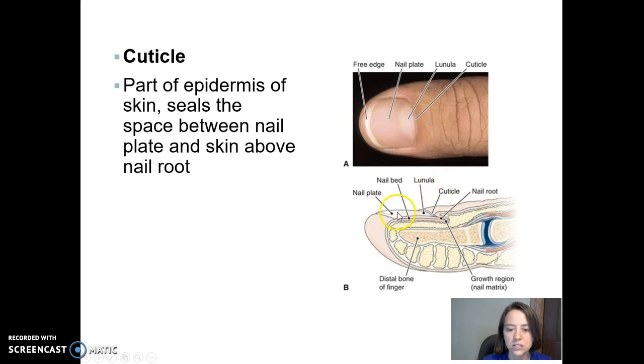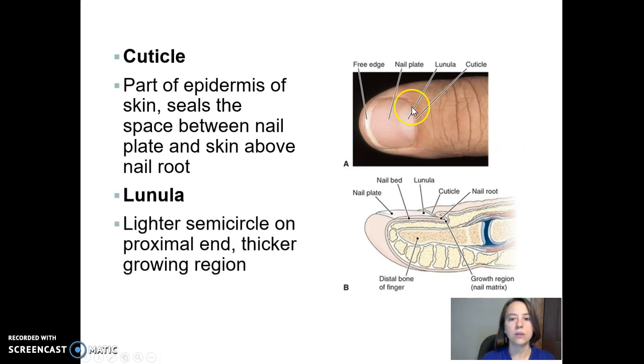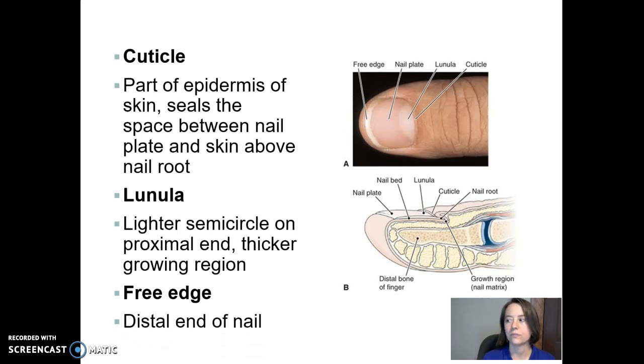In this picture, you can see the nail plate and the cuticle sealing that and the place between the nail root. The lunula is this lighter semicircle on the proximal end, and it is lighter because it is a thicker growing region. Then there is the free edge. This is the distal end of the nail.